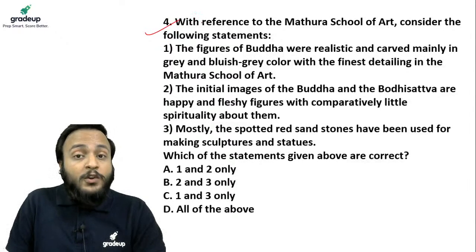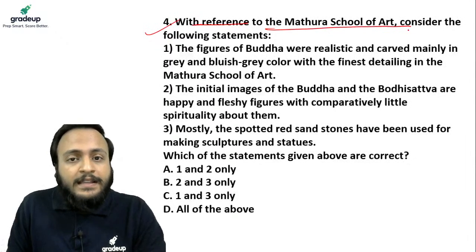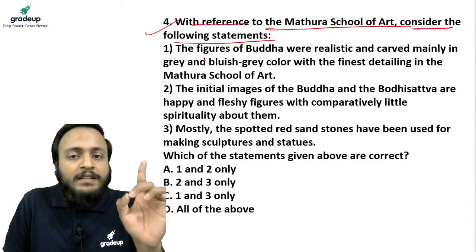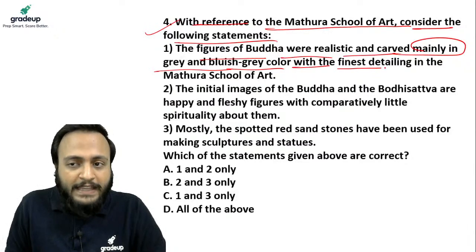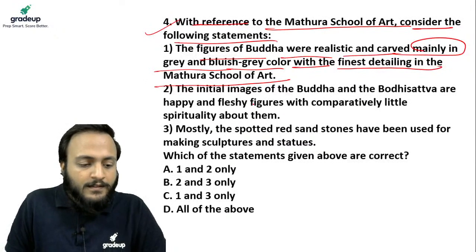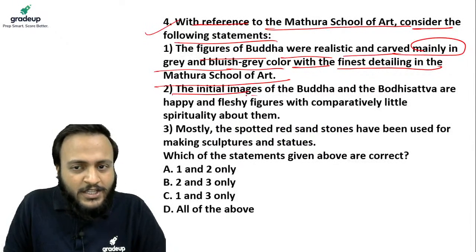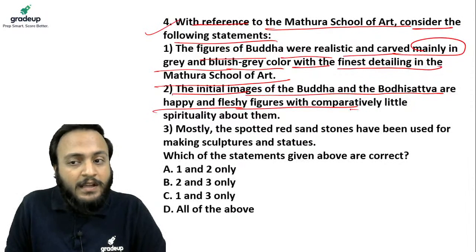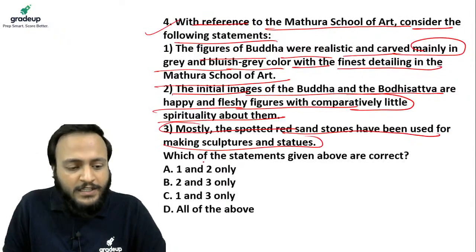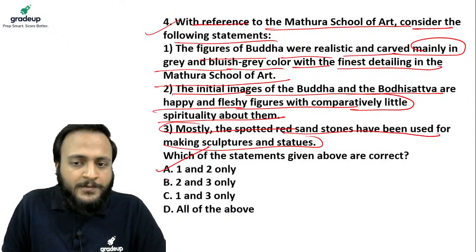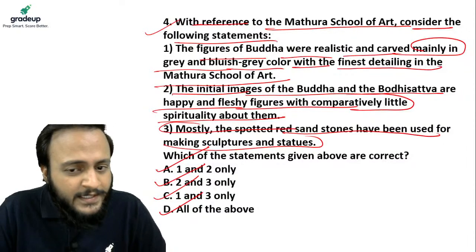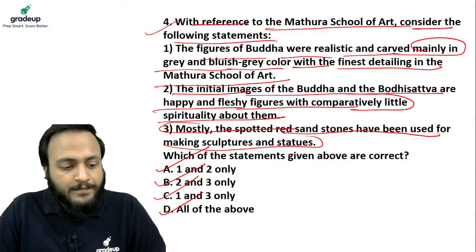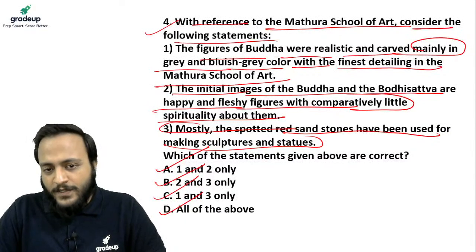Question number 4. With reference to the Mathura School of Art, consider the following statements. First, the figures of Buddha were realistic and carved mainly in grey and bluish grey color with the finest detailing in the Mathura School of Art. Second, the initial images of the Buddha and Bodhisattva are happy and fleshy figures with comparatively little spirituality. Third, mostly spotted red sandstone has been used for making sculptures and statues. Which of the options are correct? 1 and 2, 2 and 3, 1 and 3, or all. Everyone, try to answer this. It's a very significant question coming from the part of culture.